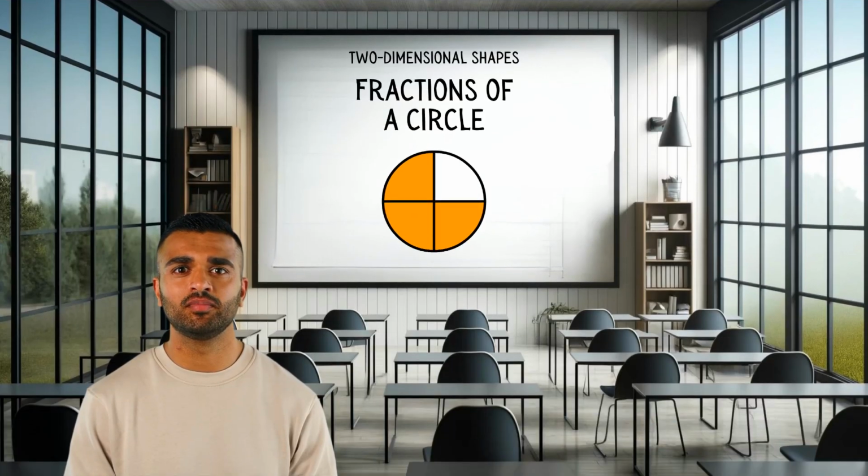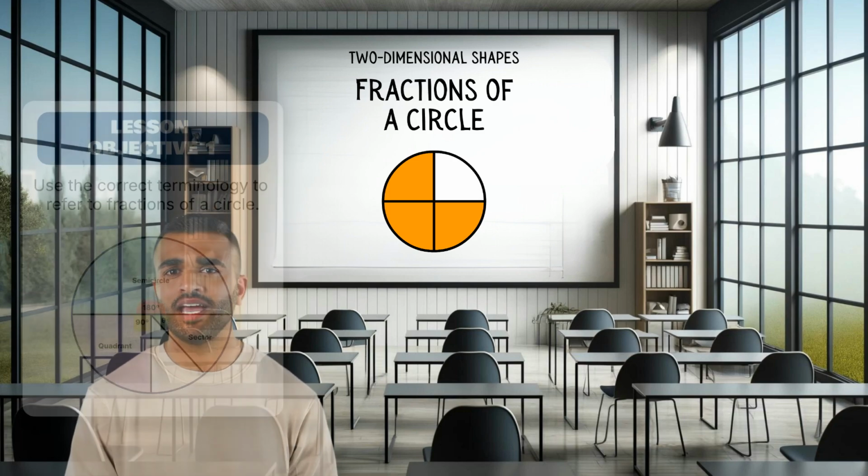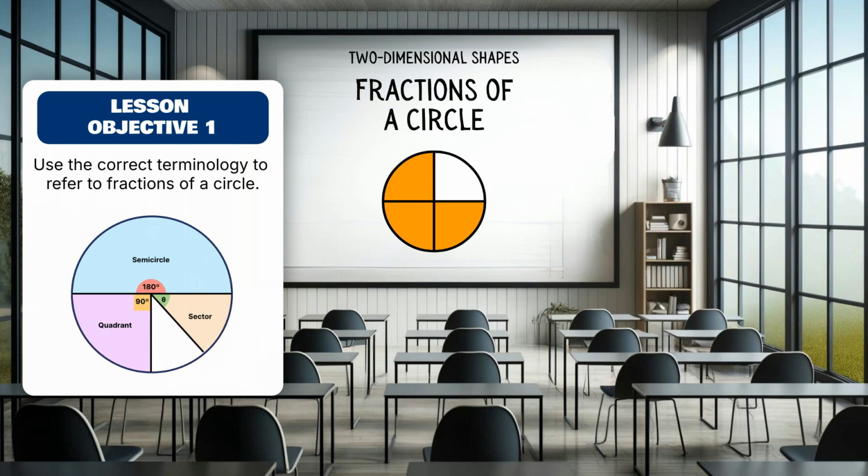In today's lesson, we explored the fascinating world of divided shapes such as semicircles, quadrants, and sectors. We began by introducing important vocabulary, defining a semicircle as half a circle, a quadrant as a quarter of a circle, and a sector as a portion of a circle determined by a central angle.